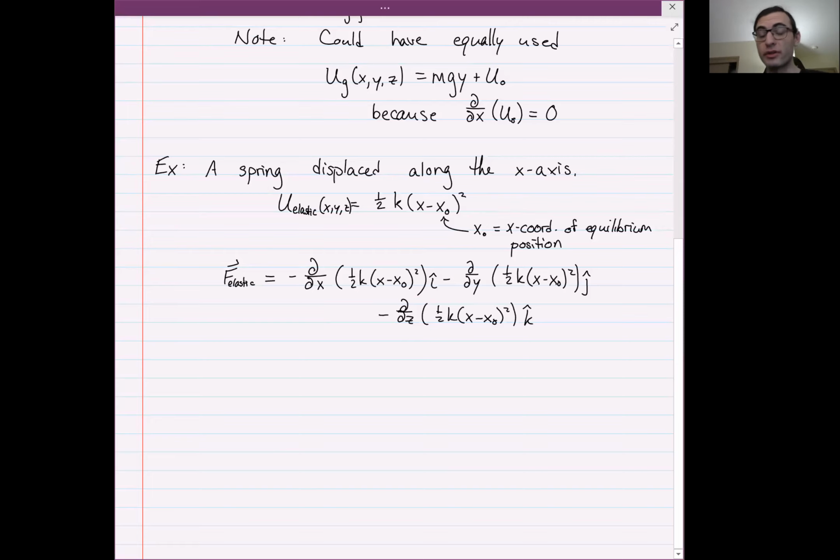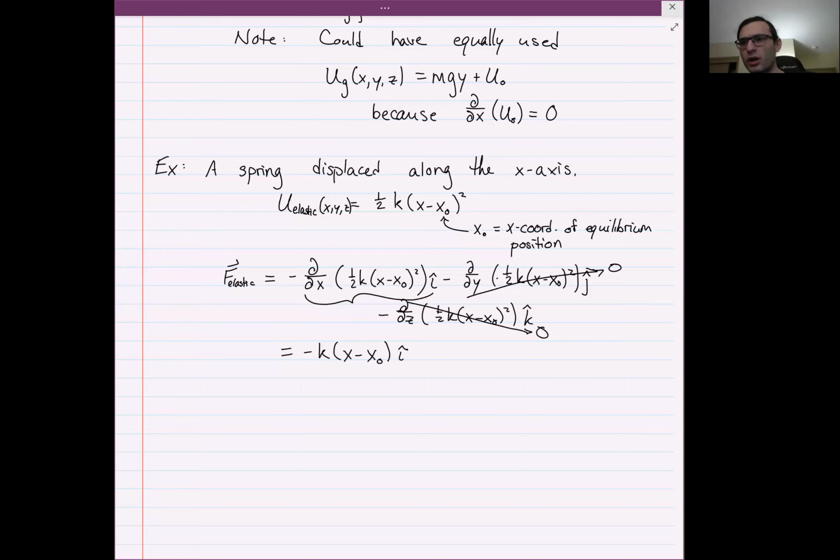Right, so the partial derivative with respect to y of something that doesn't depend on y, that only has x's and other constants, is just 0. Similarly, the z component is also just 0 because there are no z's in that function. So we're only left with this term, and you guys can work out the derivative. It works out to negative k times (x minus x naught) in the i hat direction. And that is precisely the elastic force for a spring that lies along the x-axis.